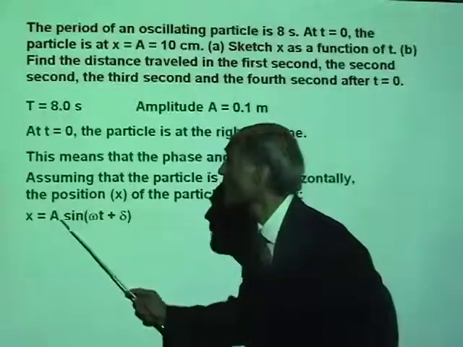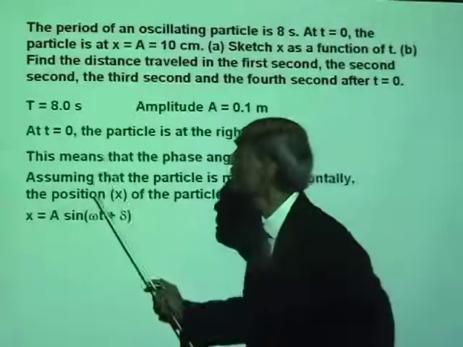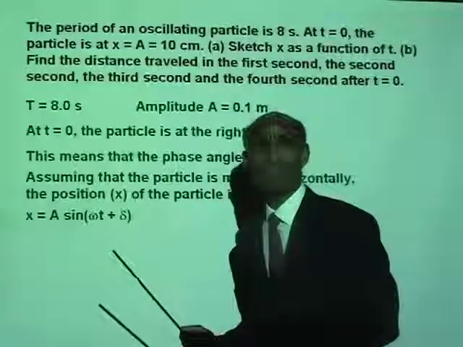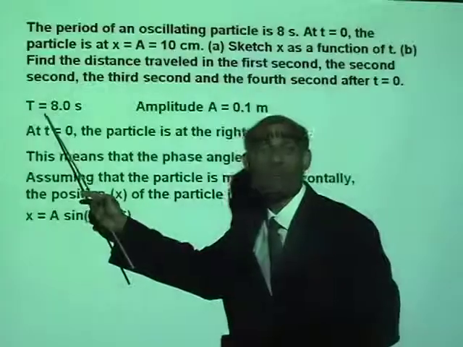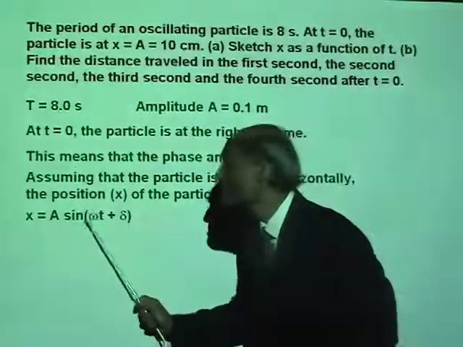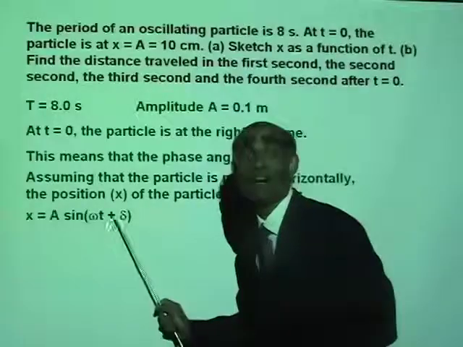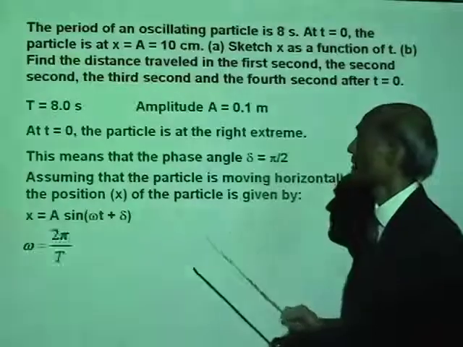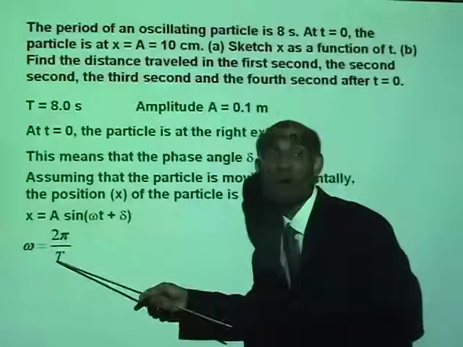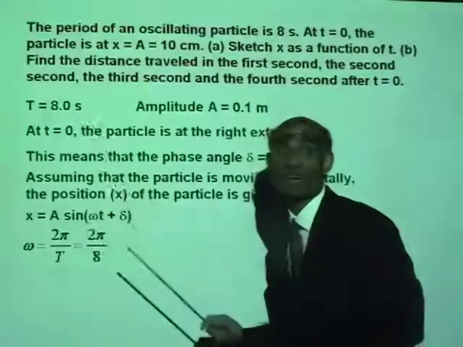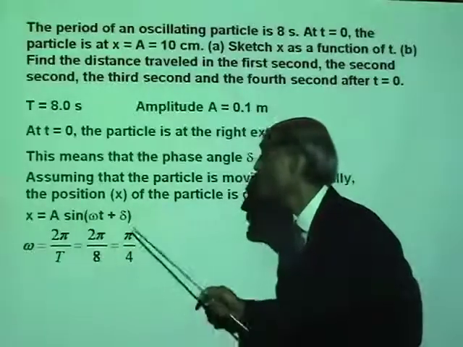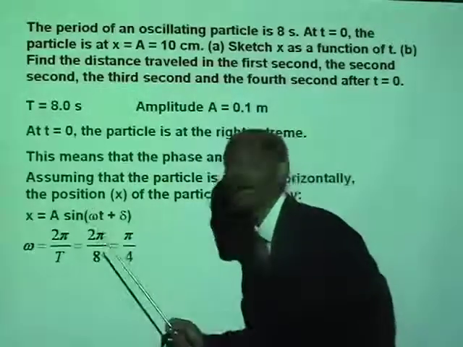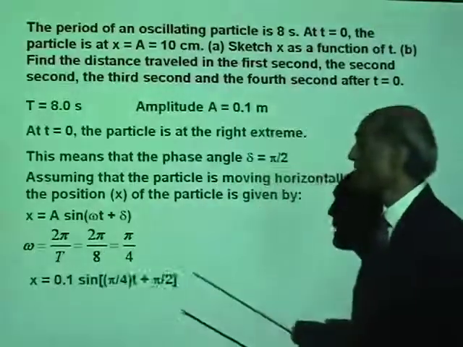Alright, you know the value of a. Do you know the value of omega? Well, omega can be found from the period. If you know the period, you know the value of omega. And you know the value of delta. Delta is pi by 2. Alright? Omega equals 2 pi divided by the period. And that is 2 pi divided by 8. And that is pi by 4. So omega is pi by 4. Delta is pi by 2.